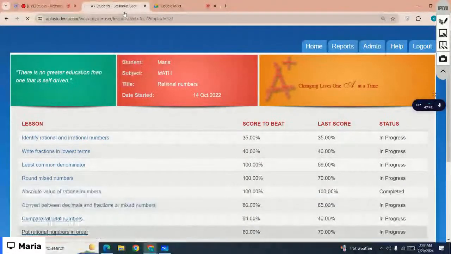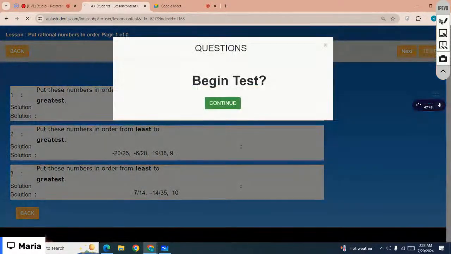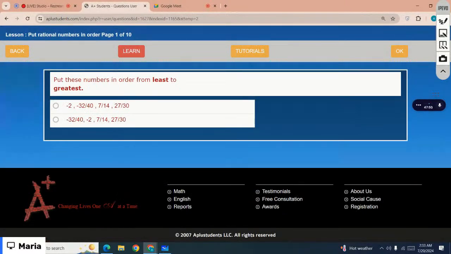The lesson is put rational numbers in order. Let's just start with the lesson. Let's just start with the test questions. Okay, put these in order from least to greatest. So which is the correct option?